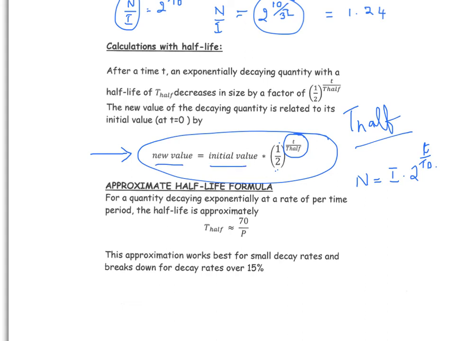Now, just like before, we can calculate the half-life of any substance if we know the percent by which it decreases in periods. And this formula, just like before, gives you an approximation, not an exact quantity, and it works best when it is a percent decay or decrease smaller than 15%. It shouldn't be greater than 15%.